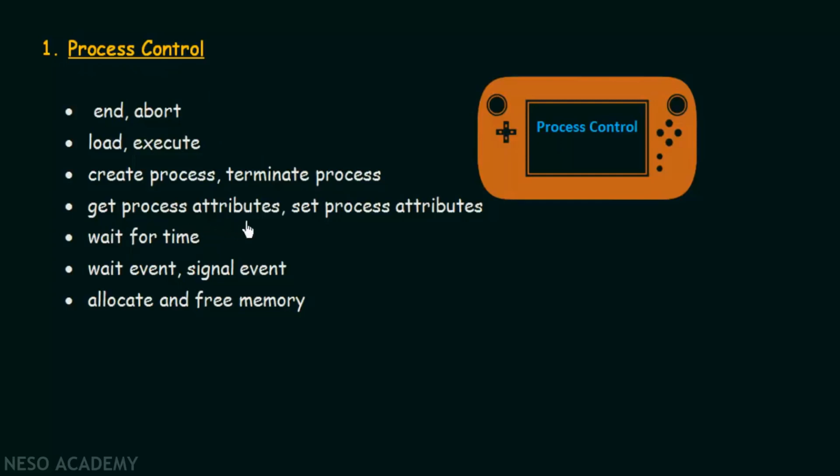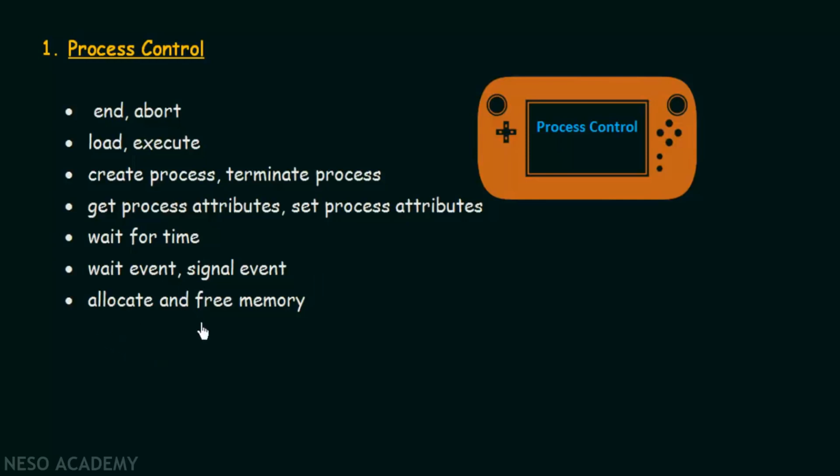Then we have get process attributes and set process attributes for getting and setting the attributes of our processes. Then we have wait for time. This means that some of the processes need to wait for their time to come so that they can begin their execution. This will be clear when we study about the scheduling algorithms and all, which we will be discussing later on. So a process may need to wait for its time of execution, and for that also we need a system call. Then we have wait event or signal event. A process may need to wait for an event or need to signal an event.